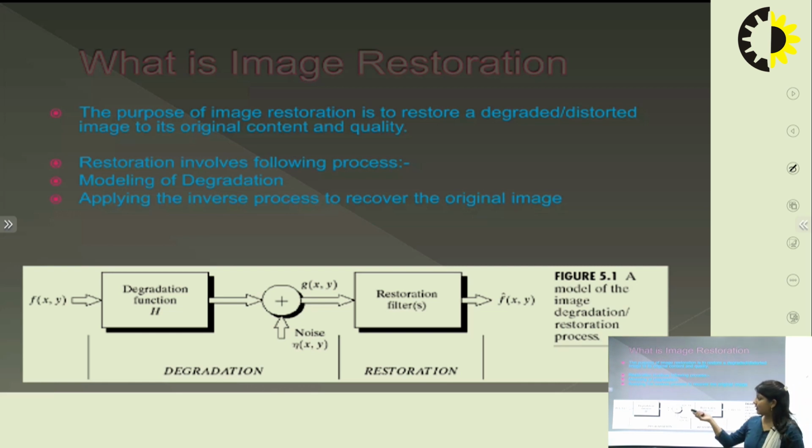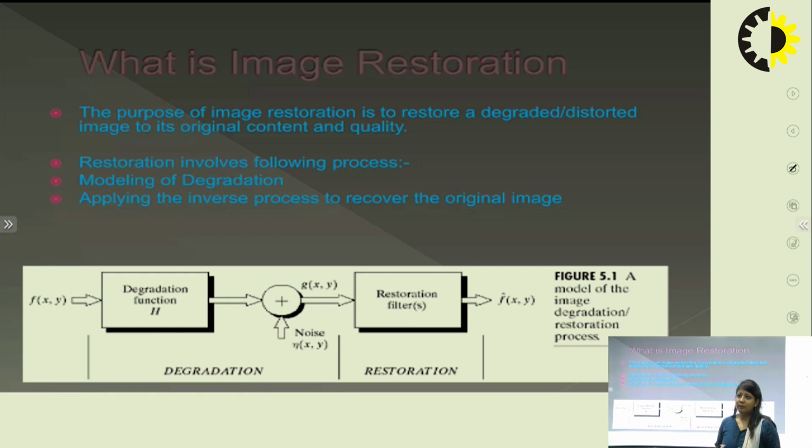And this is the model of restoration. Firstly, we have the image f(x,y), and we have the degradation function h. So firstly, we have to calculate the degradation function h. After that, we get some noise, eta(x,y). This is the noise function eta(x,y).